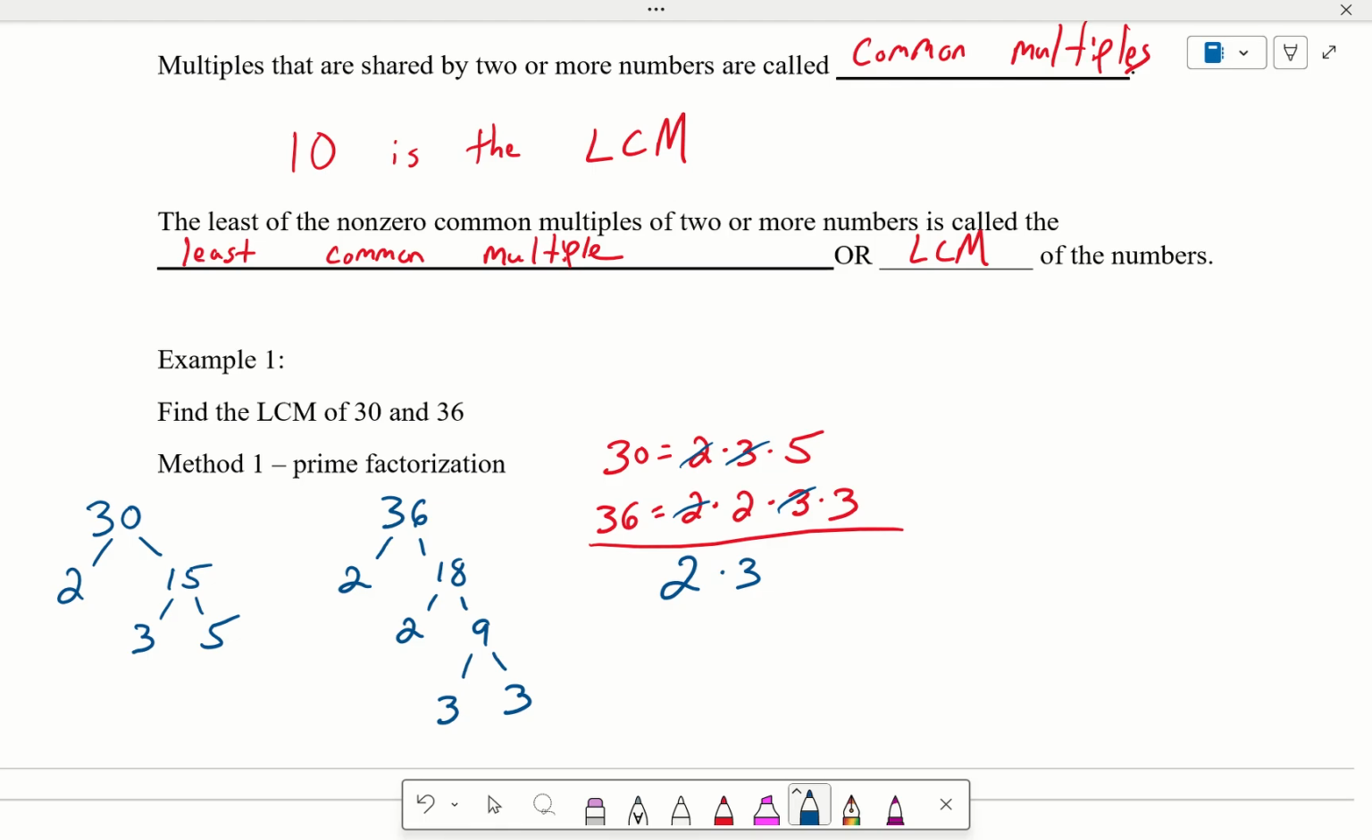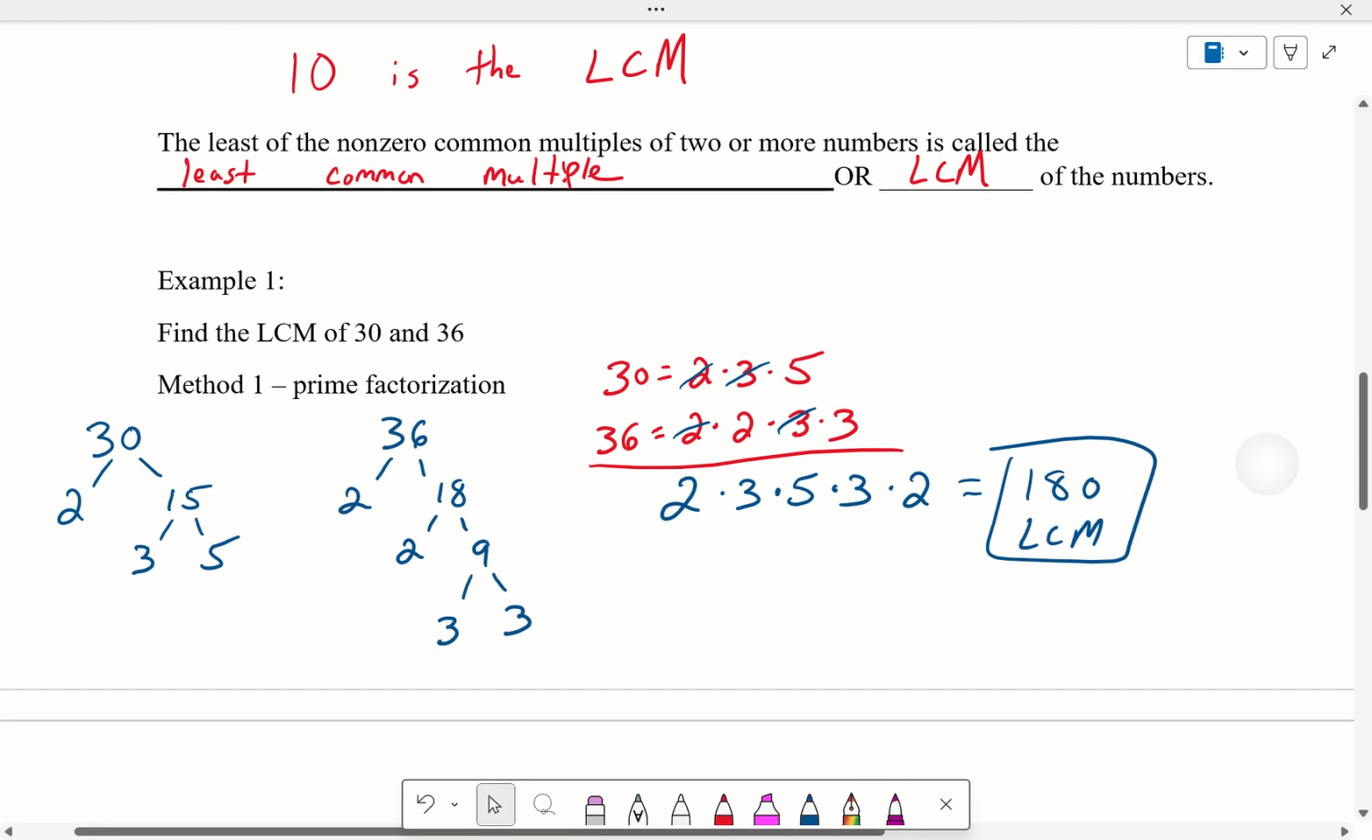So to find the LCM, we're going to write down all the leftovers. I've got a 5 left over. I'm going to write that down. I got a 3 left over. I'm going to write that down. And I got a 2 left over. I'm going to write that down as well. Now we multiply. 2 times 3 is 6. 6 times 5, that's 30. 30 times 3 is 90. 90 times 2 is 180. So 180 is our least common multiple between 30 and 36.